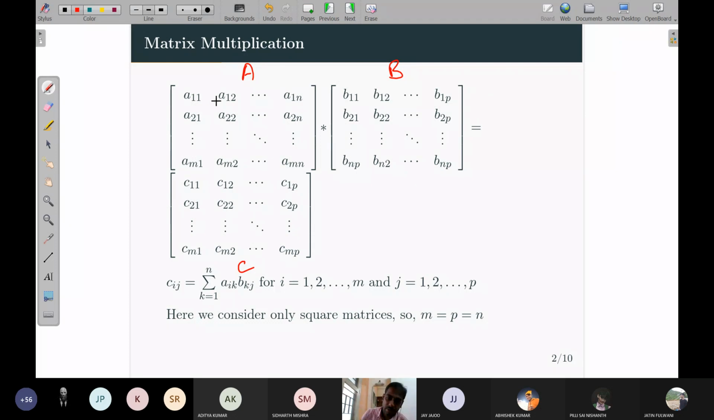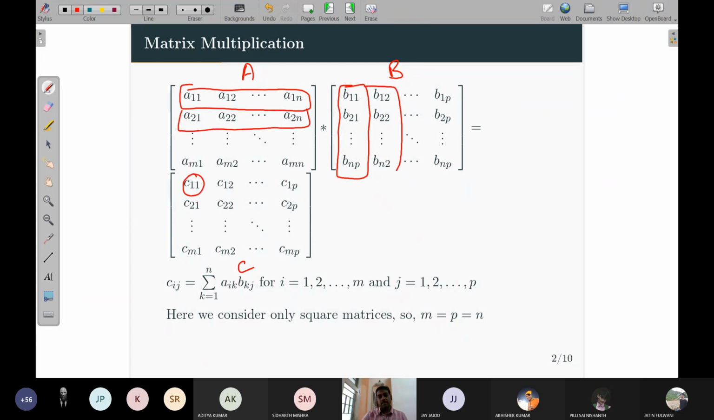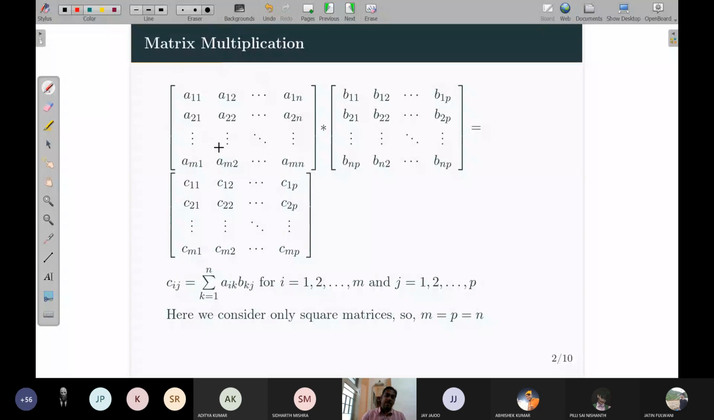Here A11, so how to multiply? There is an algorithm, there is a procedure, there is a process. It is not like the individual elements are multiplied and put here. It is not like that. The first row is to be taken and multiplied with the individual elements in the first column to get the first value in the resultant matrix. The second row multiplied with the second column gives this value. That is how matrix multiplication will go.